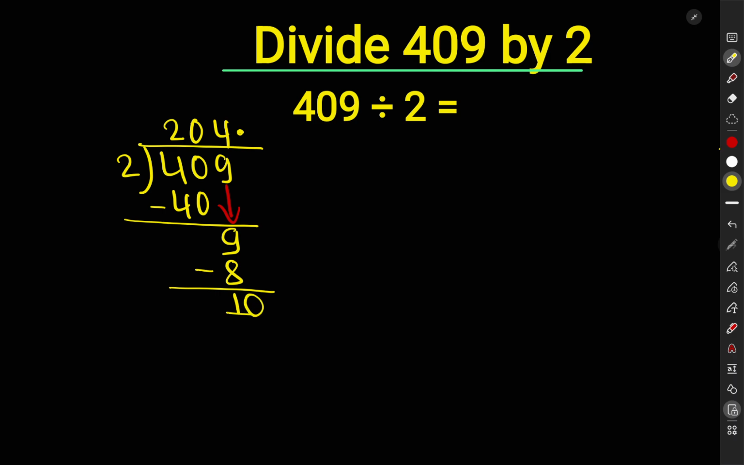So now it is 10 and 2 times 5 means 10. On subtracting it is 0. So 409 divided by 2 is 204 decimal 5.